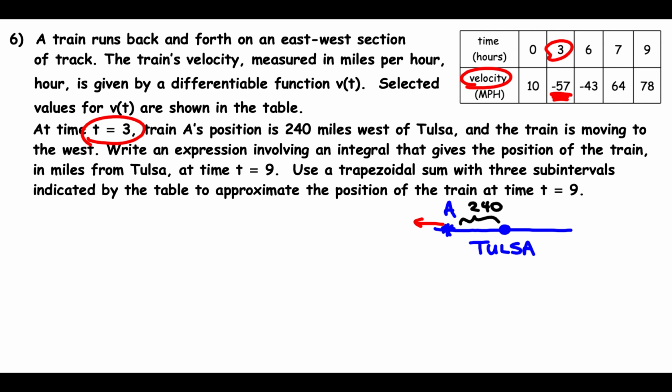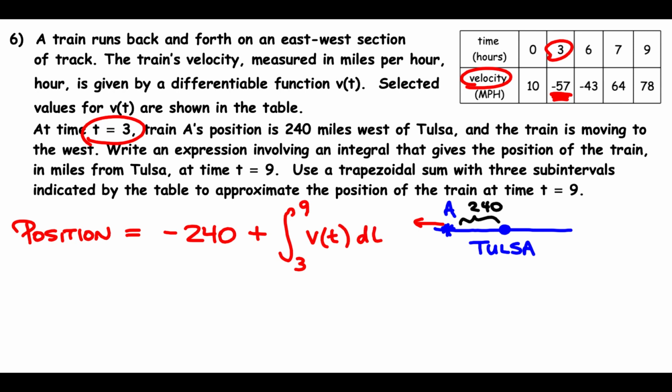All right, so let's do this. The position will be negative 240. That is the 240 miles west of Tulsa that we're starting with. And then we want to see how far the train has moved, and that, my friends, is an integral. We're going to integrate from 3 to 9 of the velocity formula with respect to time, dt. That'll be how far east or west the train has changed its position. And we'll add that to the negative 240 and we'll see where we're at.